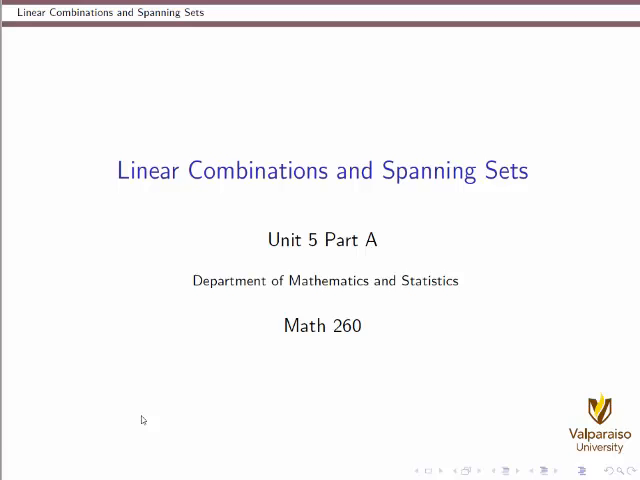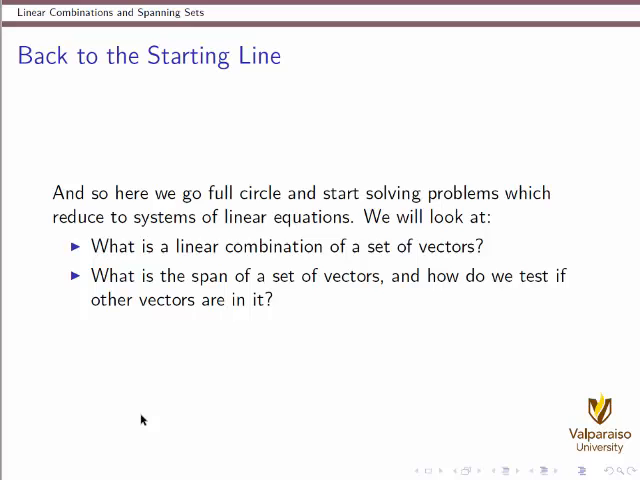So what we're going to do here is consider the idea of linear combinations of things, which means scalar multiples added up, and spanning sets, which you'll see in just a second. So we are going to go full circle. We started this class looking at systems of linear equations. We detoured a little bit, and now we're going to return right back again. So the two ideas we're looking at are linear combinations of vectors and the span of a set of vectors. And once we learn what the span is, we're going to learn how to test if other things are in it.